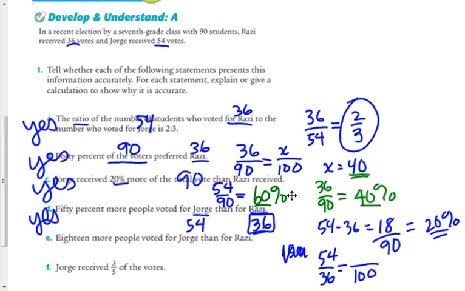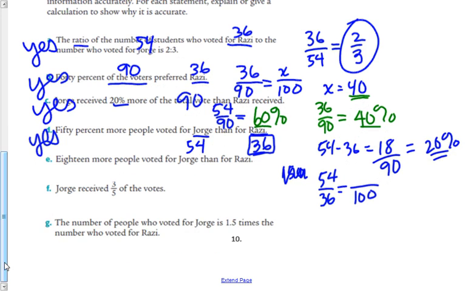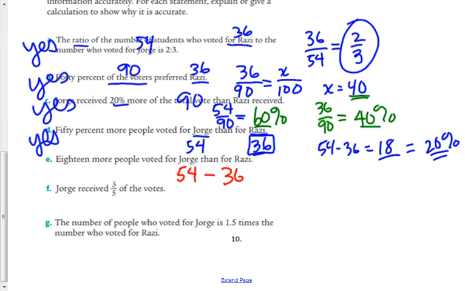Okay, B says 18 more people voted for Jorge than for Razi. Well, that one's not too hard to figure out. We can just take the number that voted for Jorge, which is 54, minus the number that voted for Razi, which is 36, and that's 18 more. Just find the difference between them. F says Jorge received 3/5 of the votes. I'm going to let you try that one. And G says the number of people who voted for Jorge is 1.5 times the number who voted for Razi. I'm going to let you try and figure that one out also. All right, so let's move on and try some other problems here.